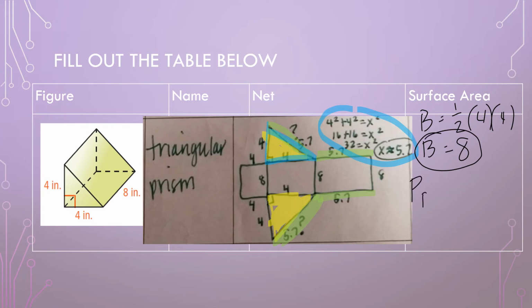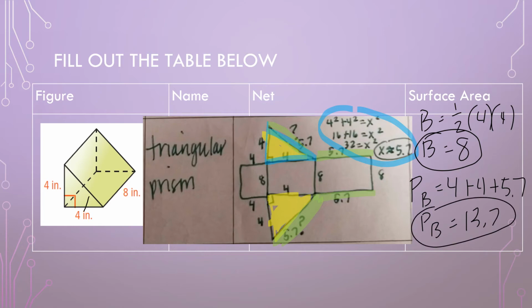For the perimeter of the base, perimeter is always just adding up all the sides together, so that is where the 5.7 comes in, and I need to add that there as well. So the perimeter of one of the bases is 13.7. And then thinking back, we used the 4, and we still haven't used the 8, so that is what we need to find. That is my height of the prism here.